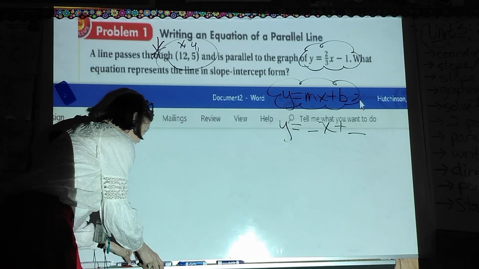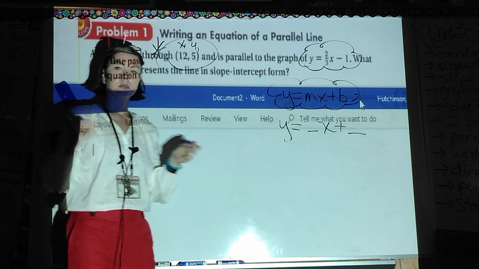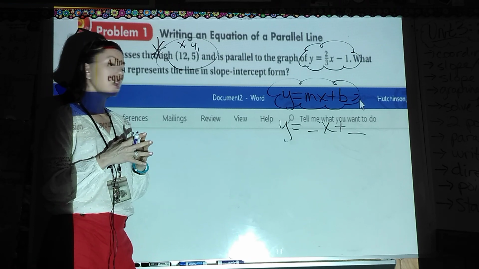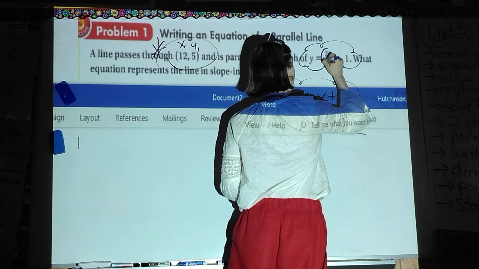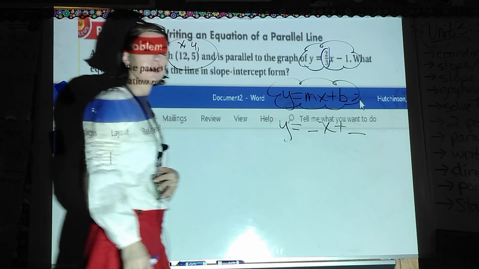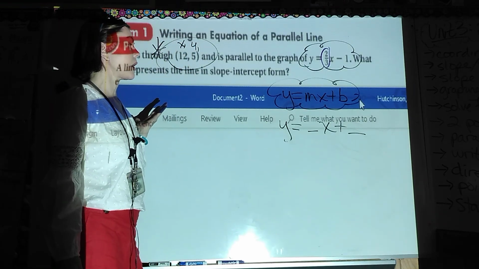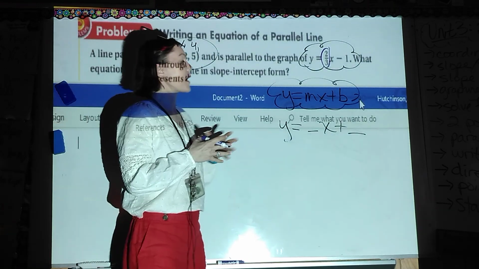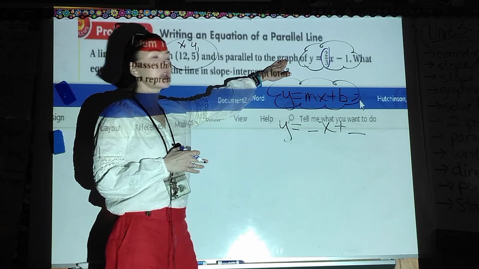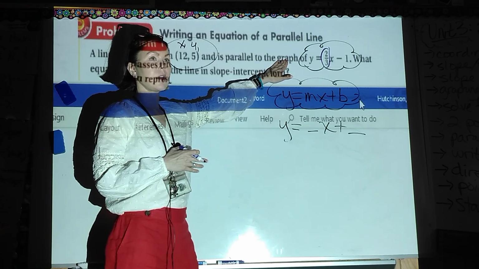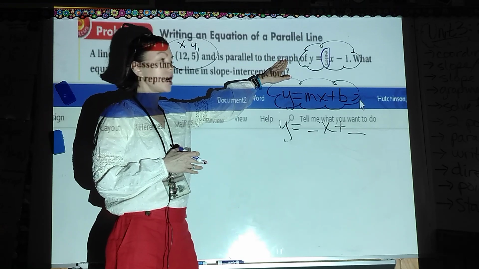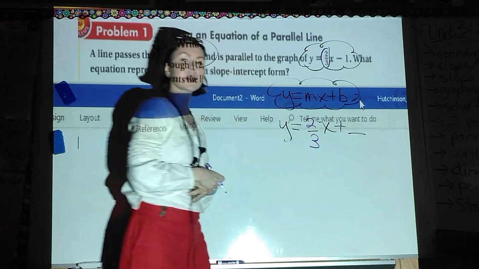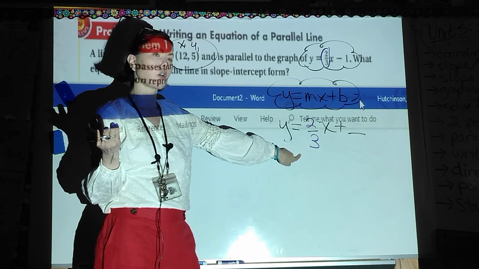What did we say? 2 steps. What did we say about the slopes of parallel lines? Here's the slope. Everybody circle it. Circle it. Do it now. What did we say about the slopes of parallel lines? We said they have the same slope. So if I have to write the equation of a line that is parallel to this line, they're going to have the same slope. So what is the slope of this line? 2/3. So what do you think the slope of this line is going to be? 2/3. And guess what? You're halfway done already.